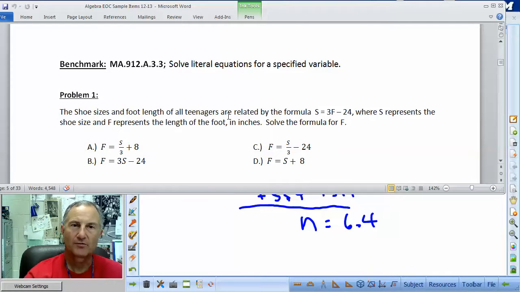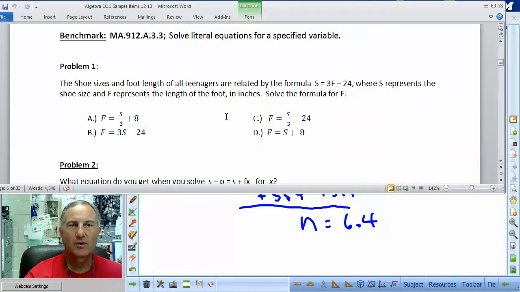A 3.3, solve literal equations. Literal equations just have letters in them instead of all numbers. Okay, just solve for the letter they want you to solve for, regardless of what else is there. Treat it all like they're numbers. Okay, you're just not going to be able to combine them at the end because you can't combine an F with an S and that kind of thing.